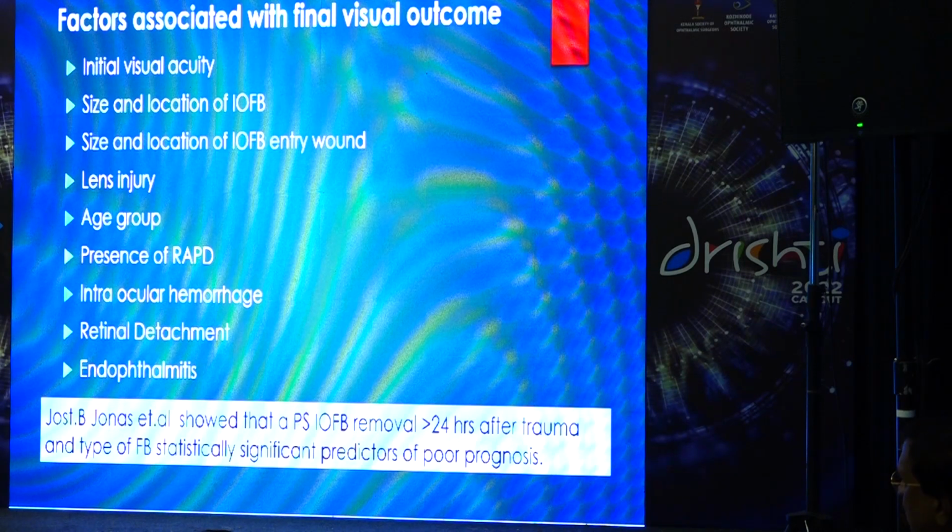Presence of RAPD, presence of intraocular hemorrhages like hyphema or vitreous hemorrhage, retinal detachment, endophthalmitis are all indicators of poor prognosis. And certain studies have shown that posterior chamber intraocular foreign body, if not removed before 24 hours, can significantly affect as a poor prognostic factor.